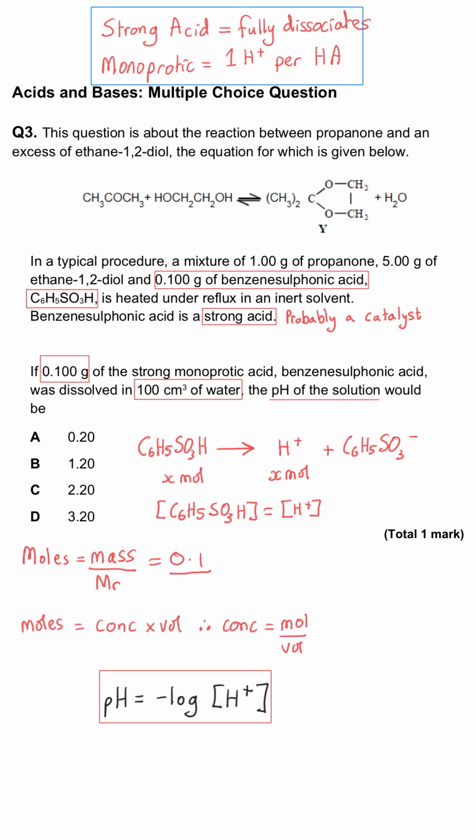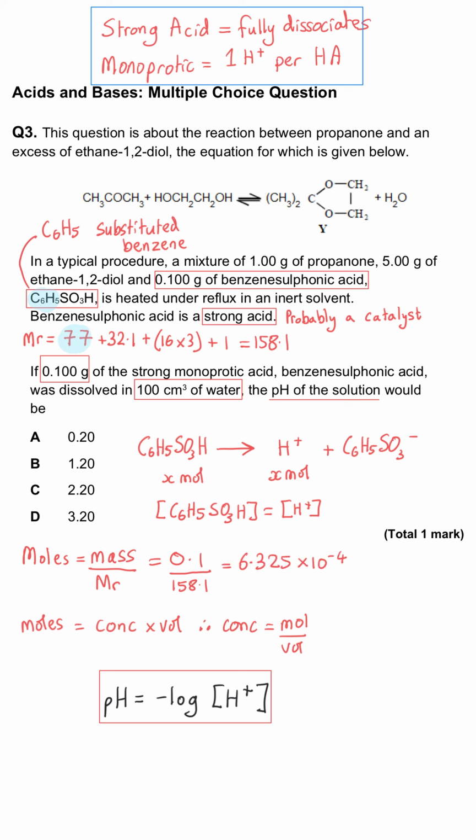And so the benzene sulfonic acid has an MR of 77 for the C6H5 region. That's quite useful to remember, C6H5 has got an MR of 77, but you can of course work it out, 12 times 6 and 5 times 1. Sulfur is 32.1, oxygen is 16 multiplied by the 3, and then an extra 1 for that last hydrogen. So that gives us an MR of 158.1 grams per mole. We've got the mass of 0.1 grams, and so moles is 0.1 divided by 158.1, which gets us 6.325 times 10 to the minus 4 moles.